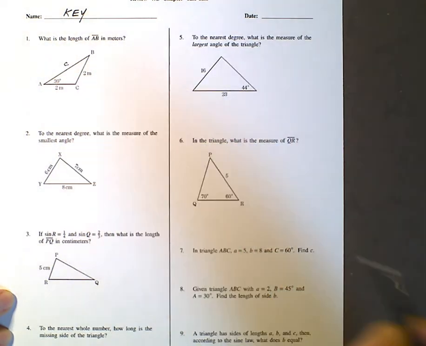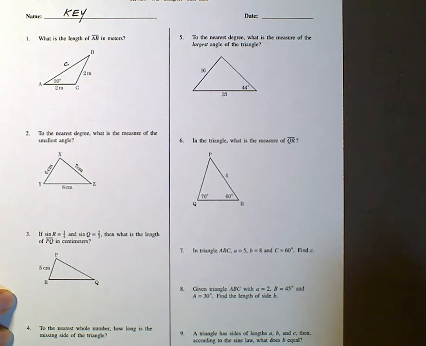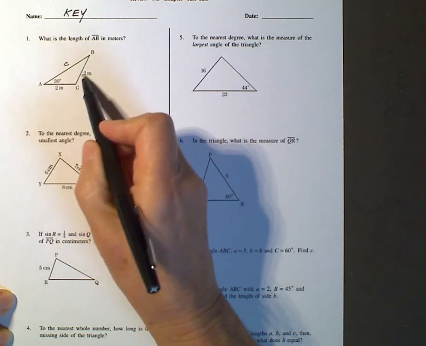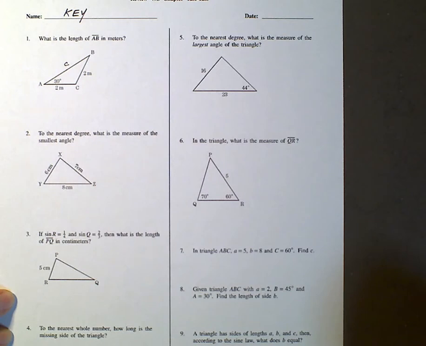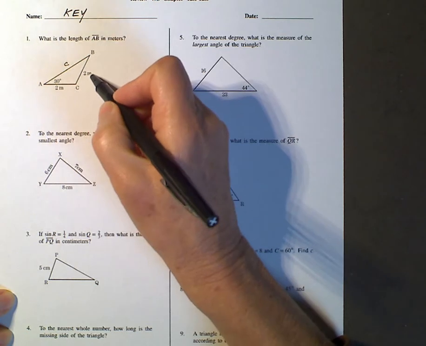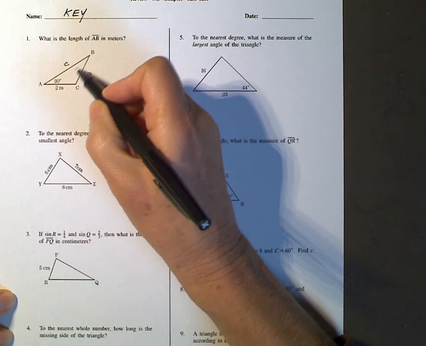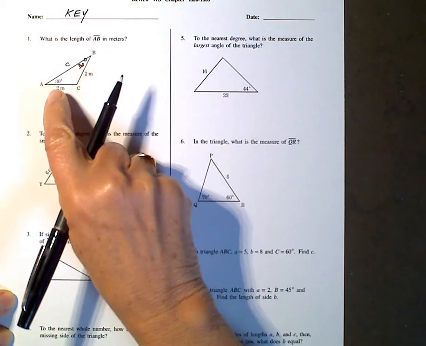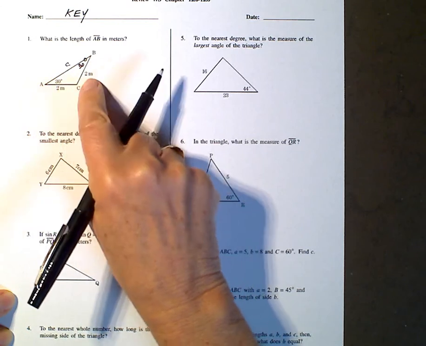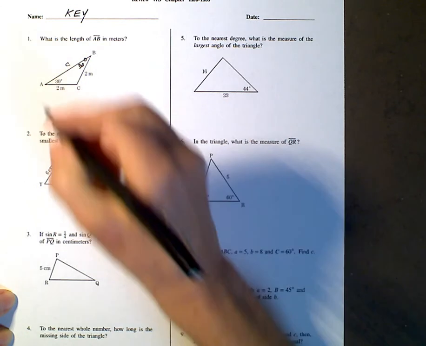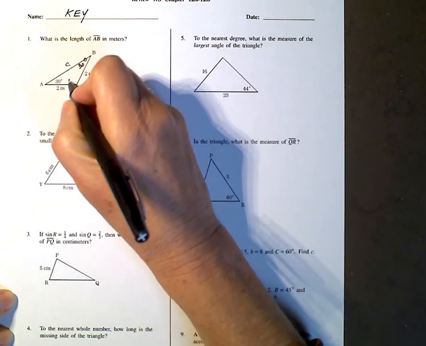So I look and I know one angle, but it's not the angle between the two sides that I know. But one thing I know is that if I have a 30-degree angle opposite a 2-meter side in the same triangle, another 2-meter side has to be opposite another 30-degree angle. So I could say that the sine of 30 is to 2 meters as the sine of angle B is to 2 meters, and so angle B must also be 30, so angle C must be 120 degrees.